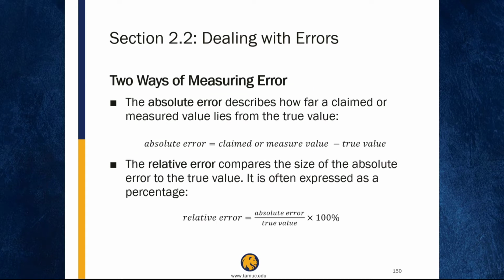So here are the ways we write out the absolute and relative error. The absolute error describes how far a claimed or measured value lies from the actual true value. So we say the absolute error is equal to the claimed or measured value minus the true value. The relative error compares the size of the absolute error to the true value. It is often expressed as a percentage. So we're going to write that relative error is equal to absolute error divided by true value times 100%, and then that'll convert it into a percentage.